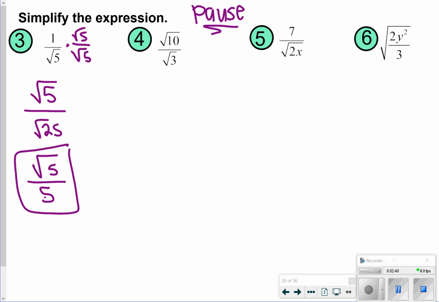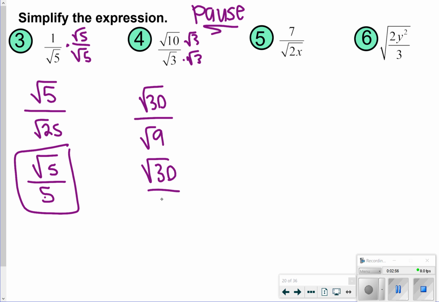Sorry for sloppy handwriting. Alright, number 4, we're going to do the same thing. Square root of 3 times the square root of 3. So we're going to get the square root of 30 on the top, and then the square root of 9. Then when we break that down, we're going to have the square root of 30 over 3. The square root of 30 can't be broken down into a perfect square, so we're going to leave it just like that.